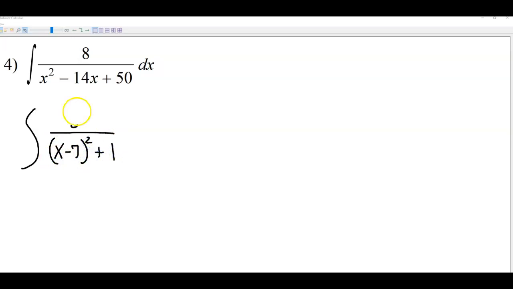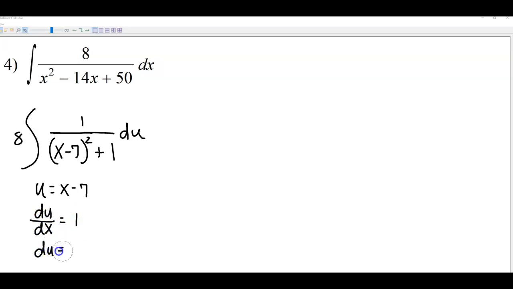Another thing I'm going to do is take that 8 and kick it out to the front. All right. From here on out, we're going to do u substitution. The u is the part that's in parentheses. The derivative of u with respect to x is 1. And getting dx by itself, we find out that dx is simply equal to du, which means I can rewrite this in the following way.